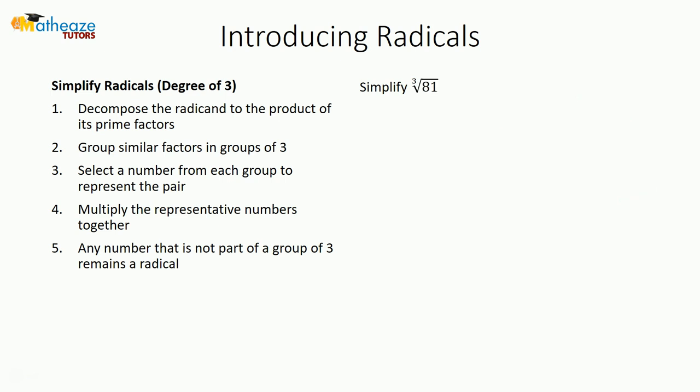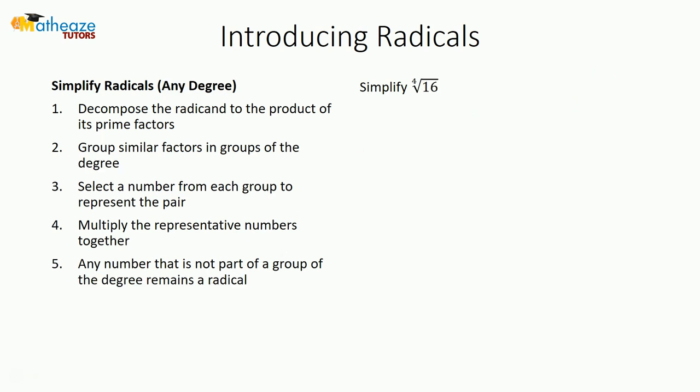Let's try 81. 81, let's decompose that. We have 3 and 27, 3, 9, 3, 3. So 81 is 3 times 3 times 3 times 3. So for the cube root of 81, we're going to create groups of 3, and then we put the ones that don't have any group under the cube root sign.